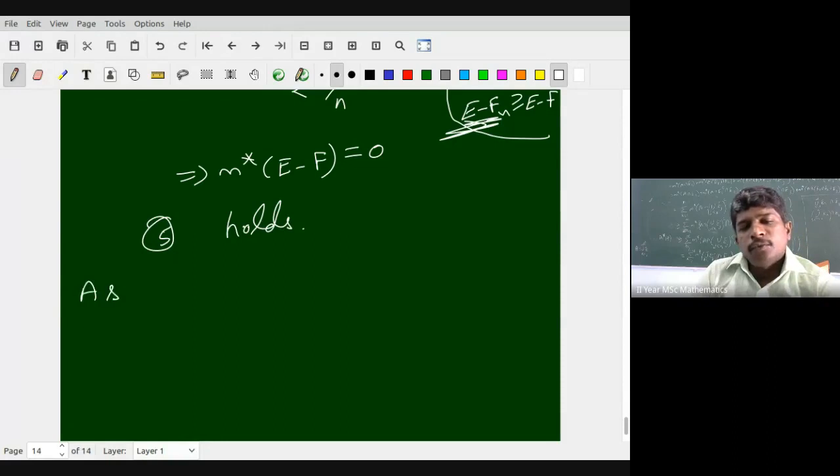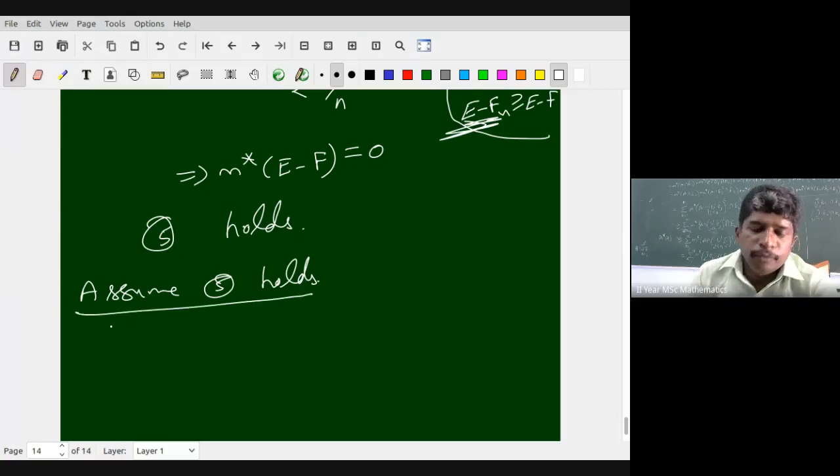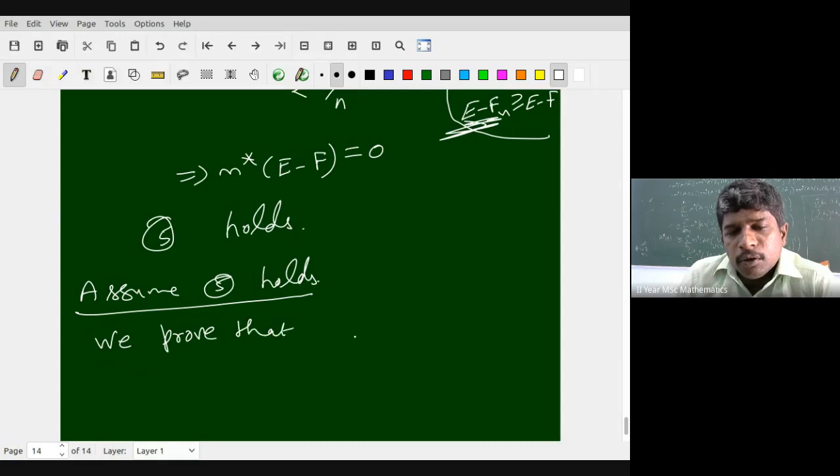Now assume 5 to hold. Let me prove that 1 is true, that is, we prove that E is measurable.